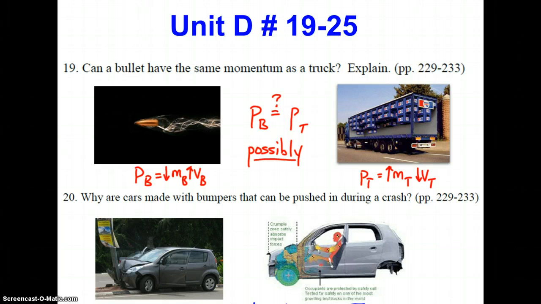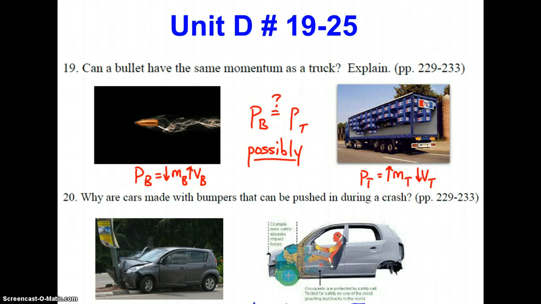Momentum is another one of those words that has many different contexts, many different meanings, depending on the context in which we're using that word. But in physics, momentum is the mass of an object times its velocity. Objects that are more massive and also have velocity have much greater momentum than small objects that have that same velocity. The question here is, can a bullet have the same momentum as a truck?